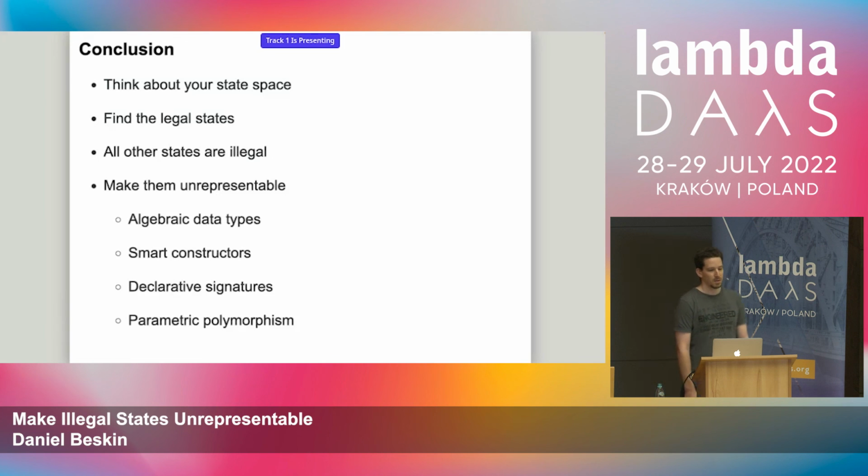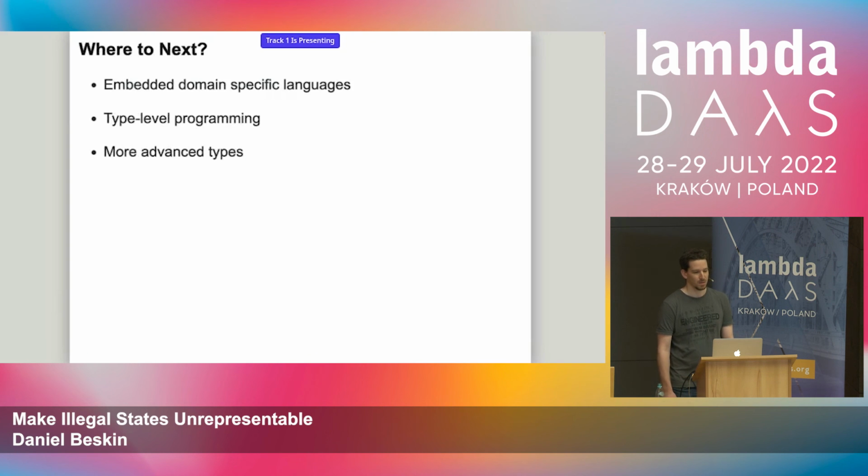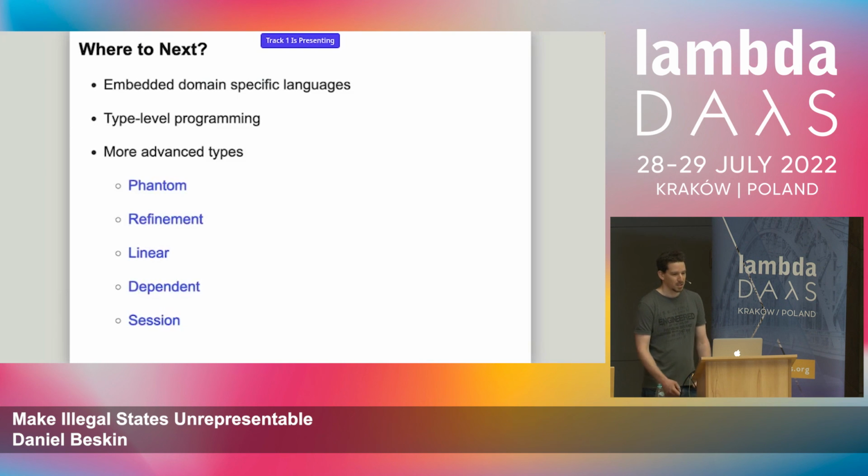And so we saw a number of techniques to achieve this goal. Algebraic data types help us reduce the state space into something smaller and more manageable. Smart constructors let us enforce diverse invariants, and declarative signatures make various business rules apparent in our code. And parametric polymorphism is like a nice cherry on top if you want to really go at it even more limited. So there's a slide about where to go next.